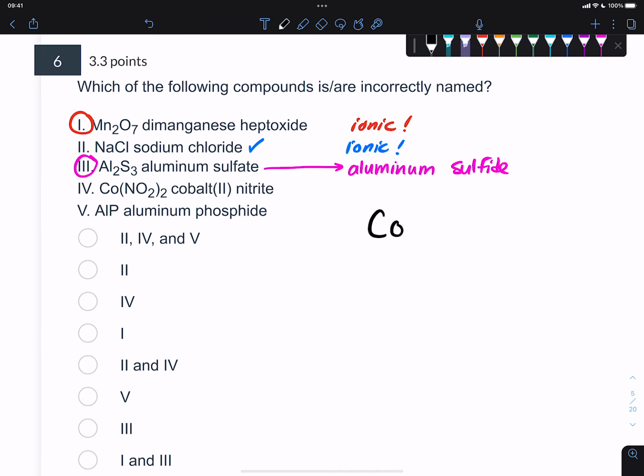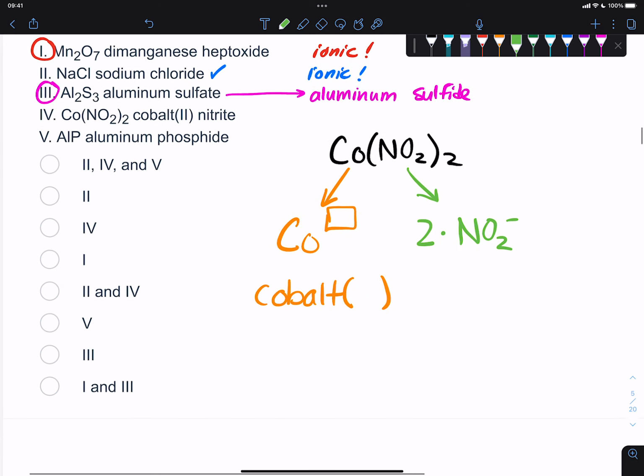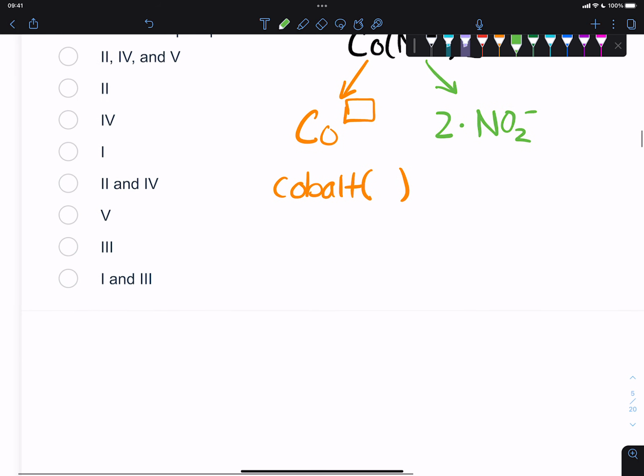This mystery box is the charge on the cobalt, or the oxidation state. This mystery open parentheses is going to be the same information. Do we know the charge on the cobalt? Not explicitly. So you leave it alone, and you come back to it. So you look at the NO2. There are 2 of them, so you can do 2 times the NO2. Every NO2 is negatively charged. You do have to know your polyatomic ions. This is nitrite, not nitrate. So this NO3 minus is nitrate.